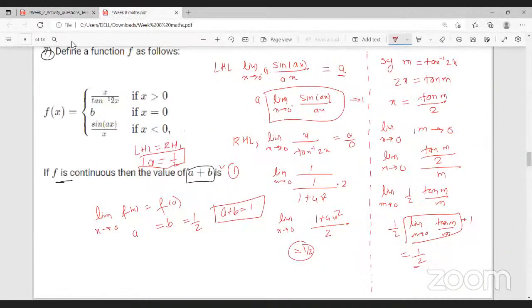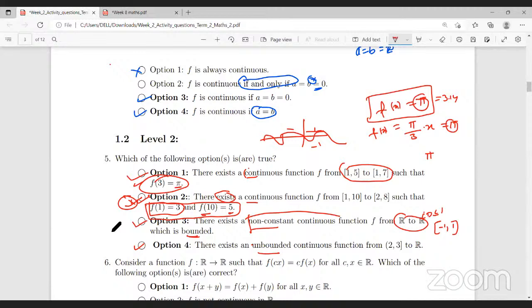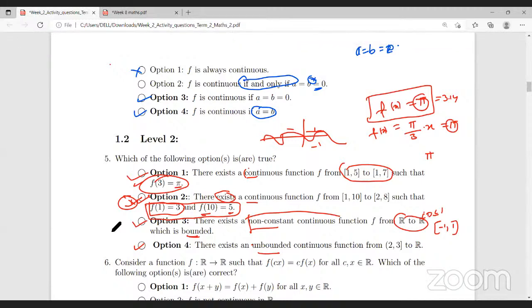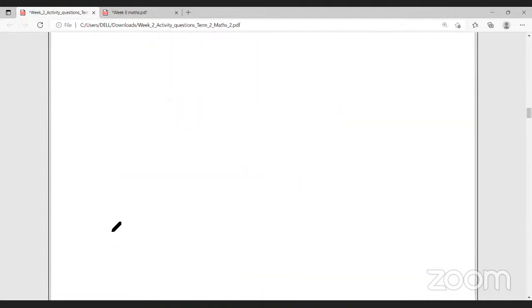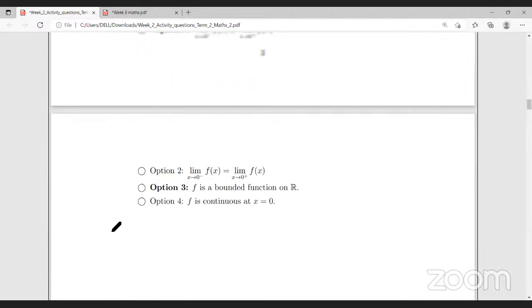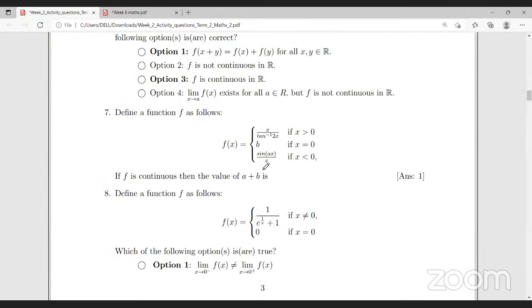So the last question, please, from this same activity, question number 8. How to go about solving this function?